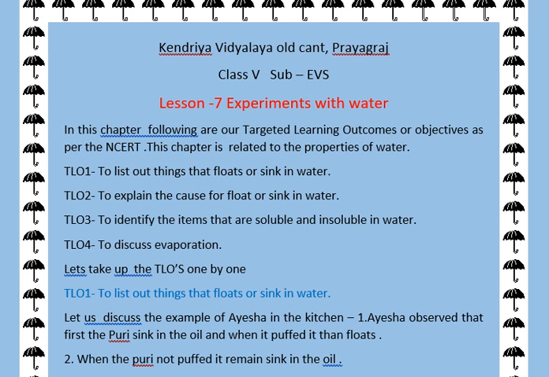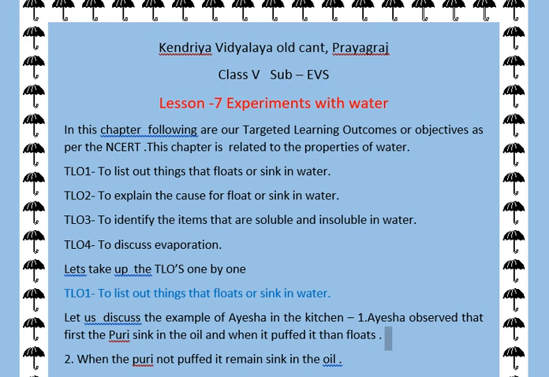Hello children, today in lesson number 7, experiments with water, we are going to learn about the properties of water, in which we have 4 learning outcomes. The first one is to list out the things that float or sink in water, then to explain the cause of water float or sink in water, and also to identify the items that are soluble and insoluble in water. And the last one is to discuss the process of evaporation.